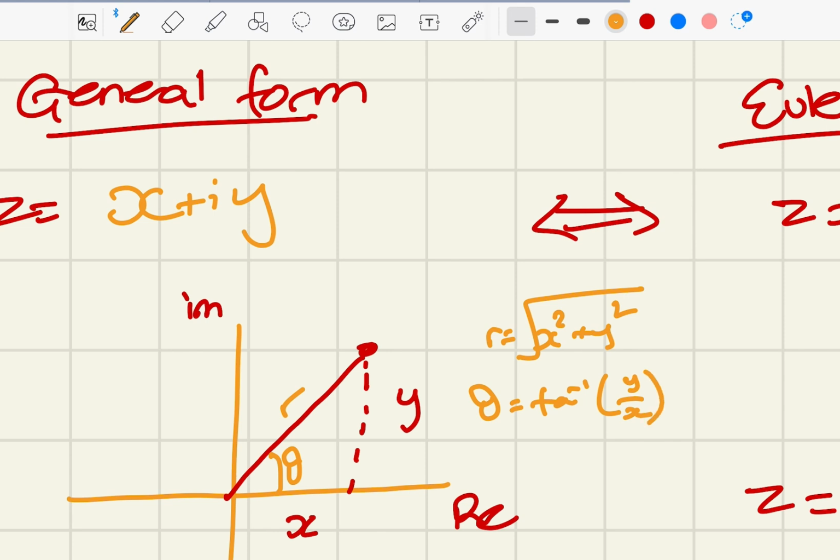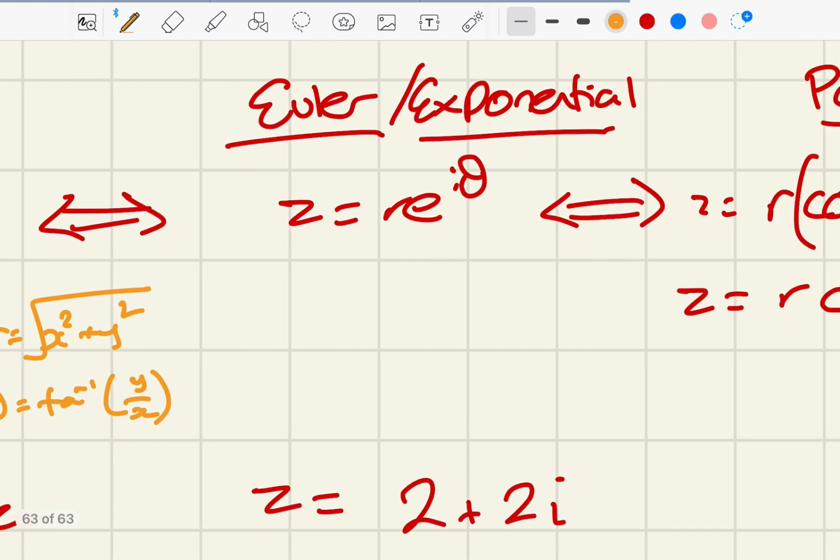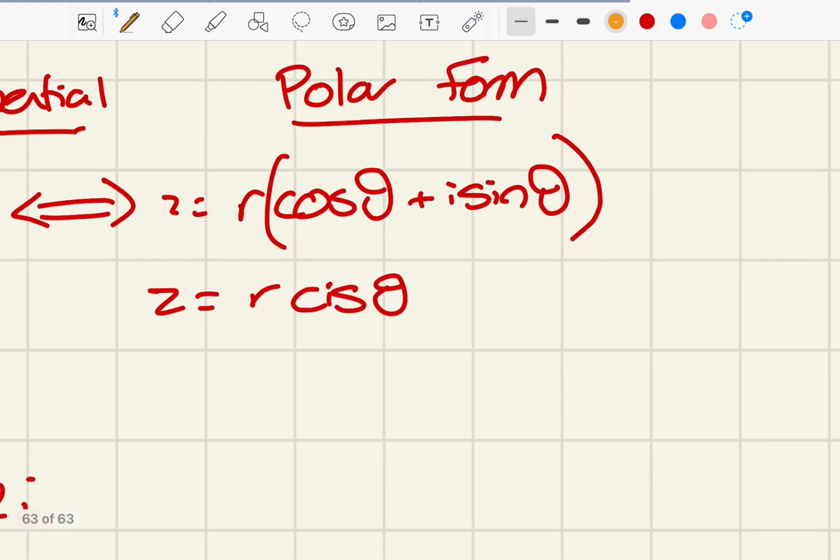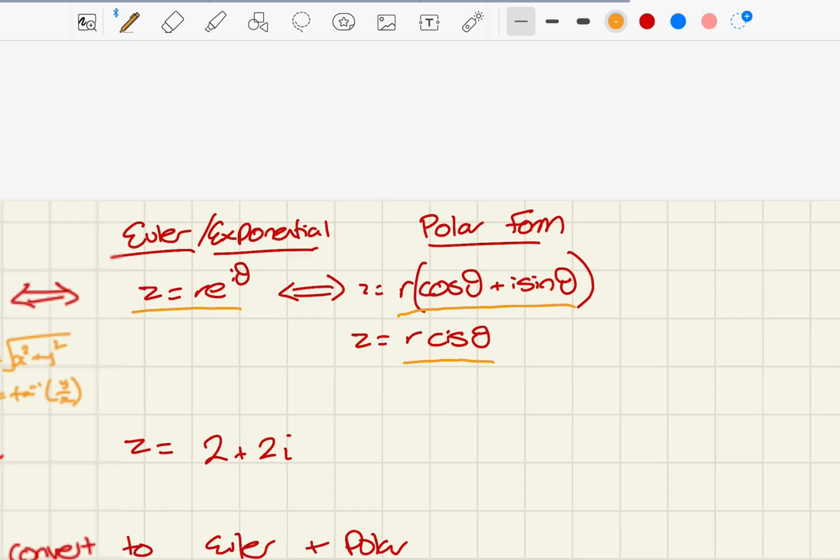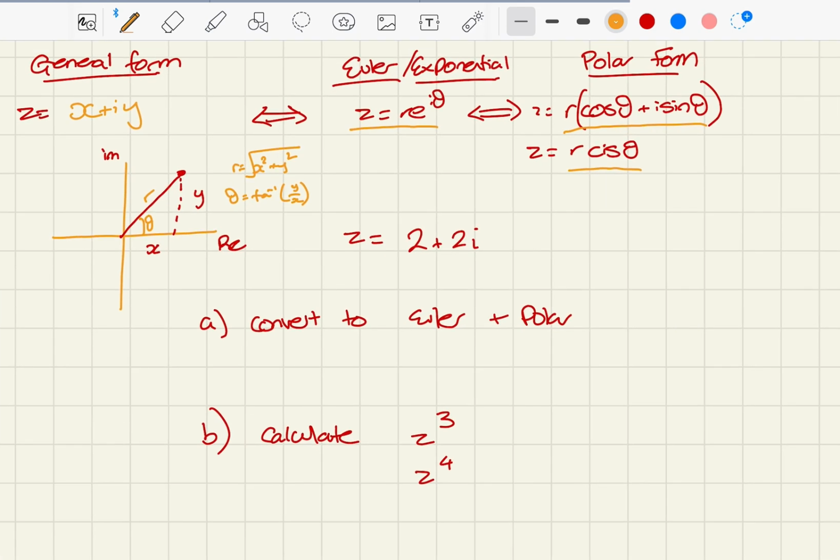That will allow you to write this in Euler form, as Mr. Ray showed you before, so r e to the i theta, or in polar form, which is r (cos theta plus i sine theta), and sometimes we just write it as r cis theta. So there's three different forms. You have general, Euler or exponential, and polar form.